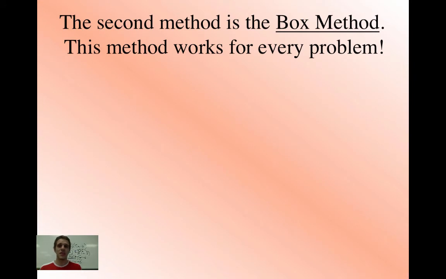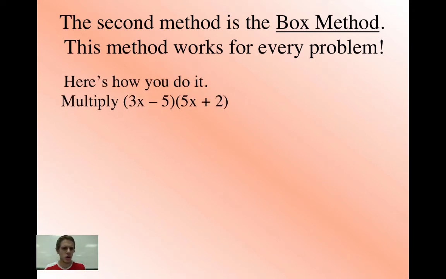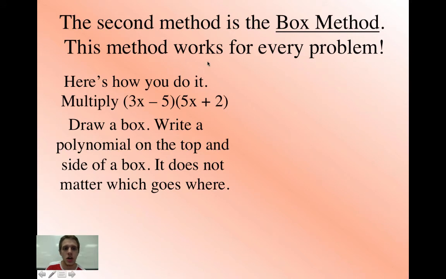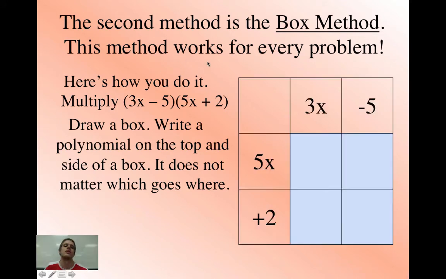Let's move on to our second method, the box method. Alright, so how does the box method work? Let's say we've got these two binomials here, 3x minus 5 and 5x plus 2 that we want to multiply. You're going to draw a box. That should look like this. So you're going to split up the 3x and the minus 5 will have their own columns. And the 5x plus 2 will have their own rows.